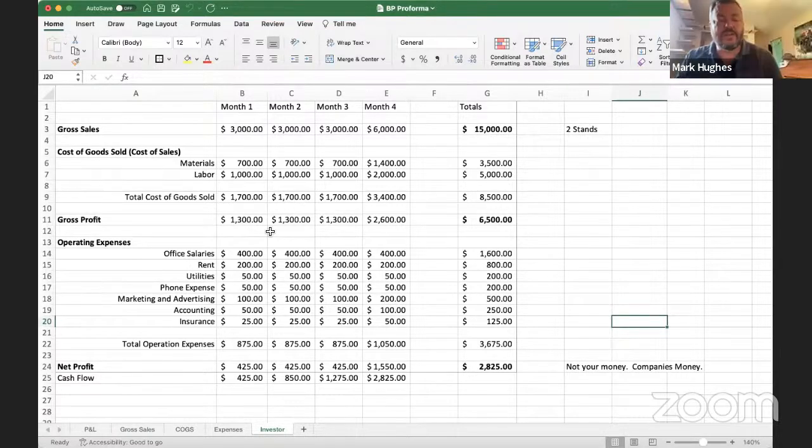So if we're going to expand your business, we have to do it by having more employees.